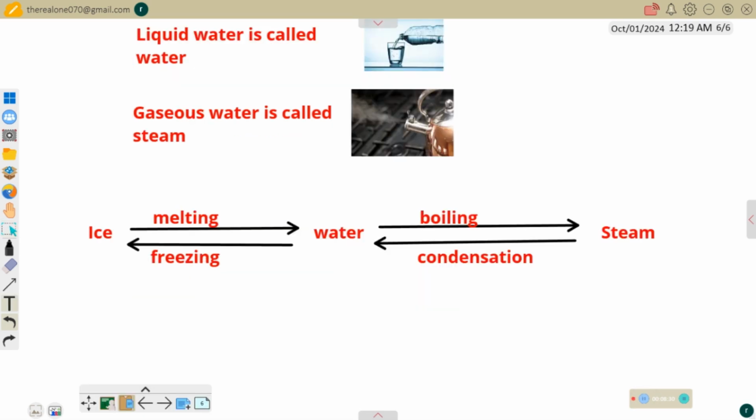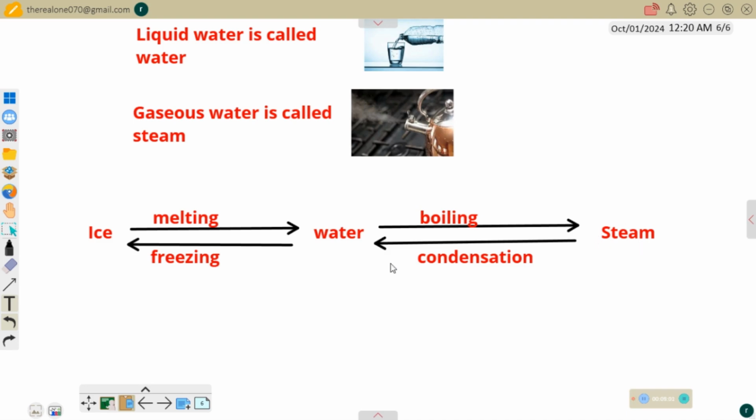Let's see that. Now, ice can melt down to water. You can see in solid state we have ice and it's melting down to water. The melting point of pure ice is 0 degrees Celsius. Then from water to steam, we need boiling. We need heat for the forward process. The point at which water turns to steam is known as the boiling point of water.